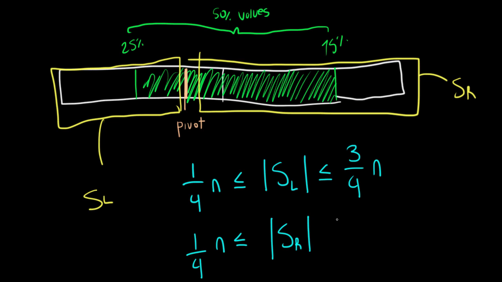There we go. So we can write that about both of our data sets, right? We know that the SR is going to be less than 75%, and we know that this one here is going to be greater than 25%. Essentially you can have the other parts of the limits as well. So a good pivot is going to be one that's between 25% and 75%.